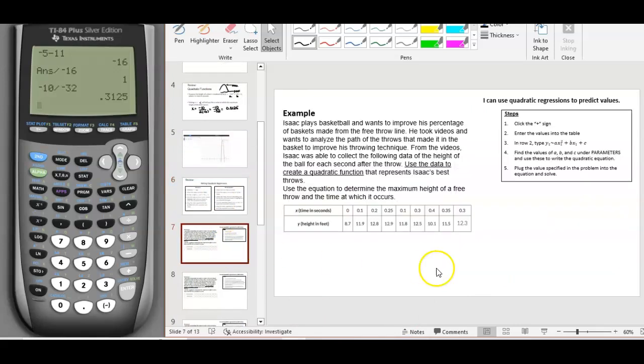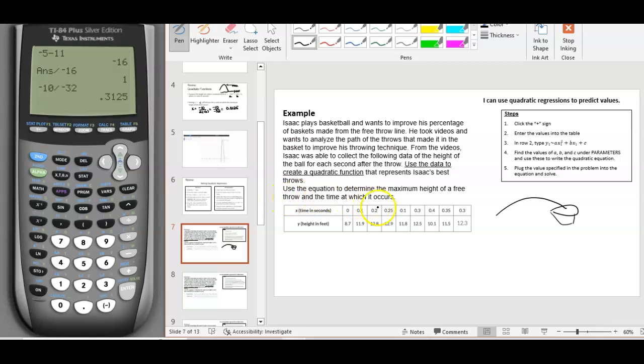Okay, so suppose we're solving this problem. Isaac plays basketball and wants to improve his percentage of basketballs made from the free throw line. He took videos and wants to analyze the path of the throws that made it in the basket to improve his throwing technique. Okay, so this is going to be a parabola because he's going to throw the ball and it's going to go like this and then it's going to fall in the basket. Okay, so that's why it's modeled by a quadratic equation. From the videos, he was able to collect the following data of the height of the ball for each second after the throw. Use the data to create a quadratic function that represents Isaac's best throws.